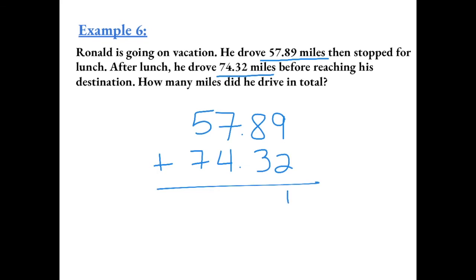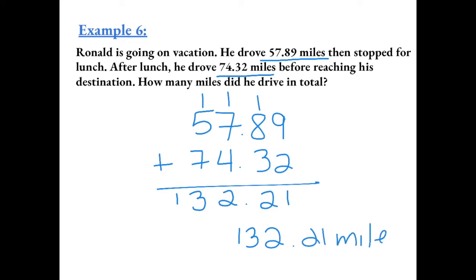So 9 plus 2 gives us 11. 8 plus 3 plus 1, that gives us 12. 7 plus 4 plus 1 gives us 12. And then 7 plus 5 plus 1 gives us 13. And then we carry down the decimal. So in total, he drove 132.21 miles.